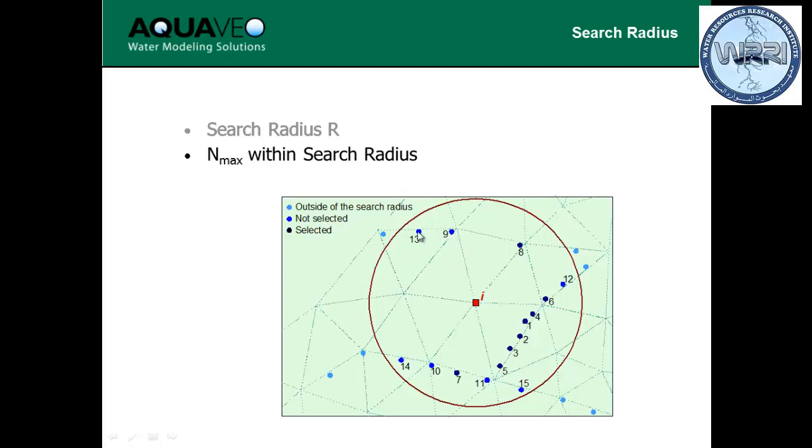Any lighter blue point like these points that's not close enough, not as close to this interpolation point, WMS does not use. So it only uses the 8 closest points. And you can change that number if you want.